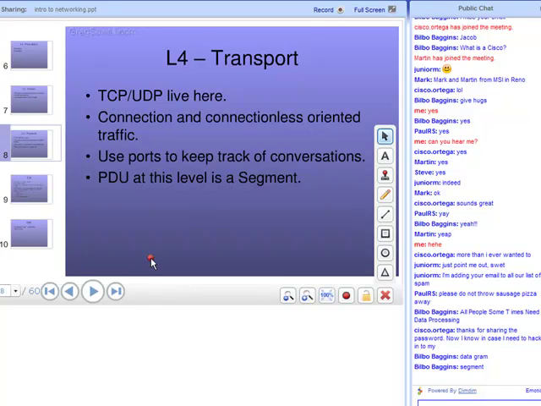This is where your TCP and UDP is. Everybody knows that TCP is a connection oriented protocol. It actually does the three-way handshake, and we'll go over that here in just a second. UDP is going to be connectionless, as in I'm just going to spit it at you and I don't really care if you get it or not. It's best effort. Here you use ports to keep track of conversations, like TCP port 22 is what?